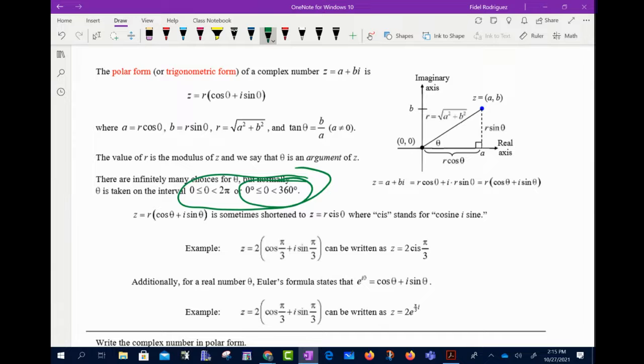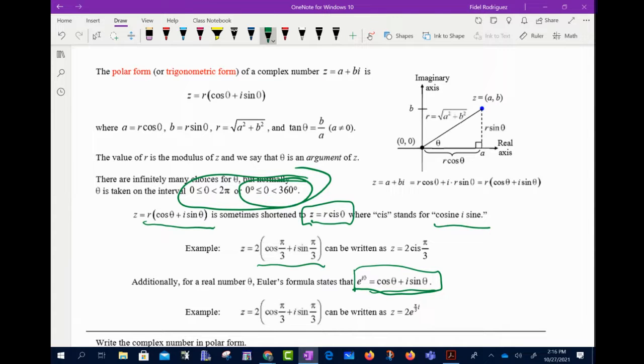Okay, so sometimes the way we write this, y'all, r cosine theta plus i sine theta, sometimes they write it like this: z equals r cis theta. So the c obviously stands for cosine, i is our imaginary number, and the s is for sine. Like cosine, i sine, right? Sometimes they write it that way. I usually stick with the cosine and the sine, but if you write the cis, that's fine. And it says, additionally, for any real number theta, we have something called Euler's formula, which says that e to the power i theta is cosine theta plus i sine theta, but I don't think we have any of these problems in our homework.